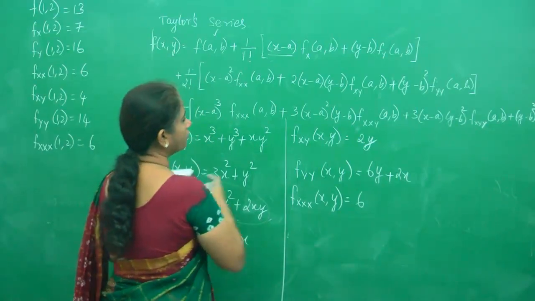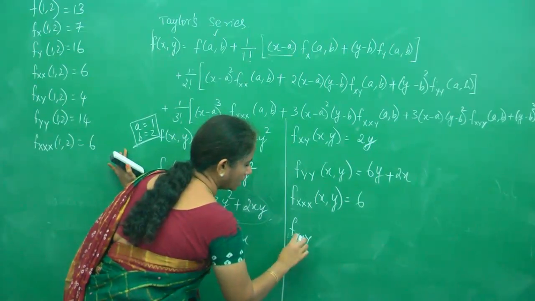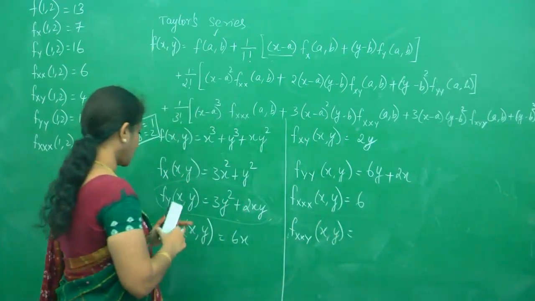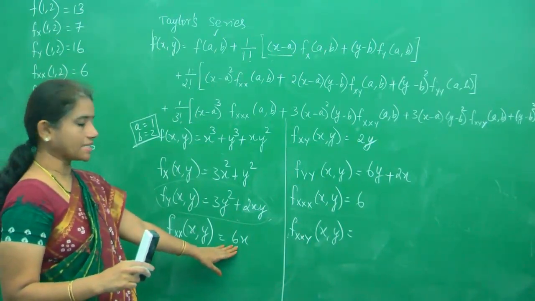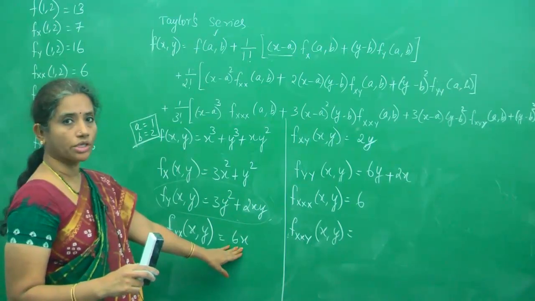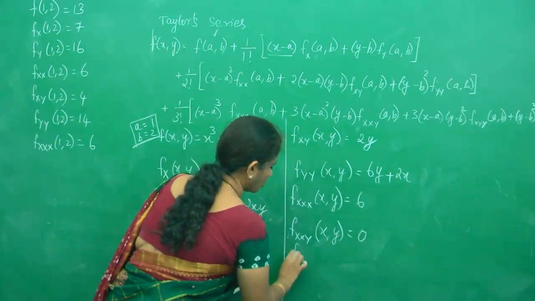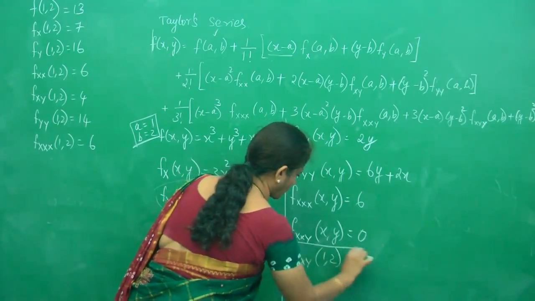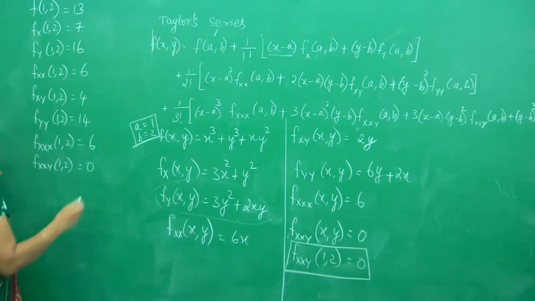What do we want next? fxxy. Write neatly. It should look like x and y. fxxy of x and y equals, I have to differentiate this xx line with respect to y, and you know x is a constant, so 6x derivative is going to be 0 for you. So fxxy of xy is 0. So fxxy of 1, 2 is also 0.